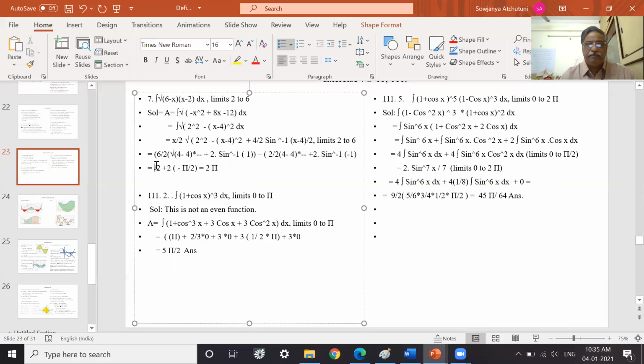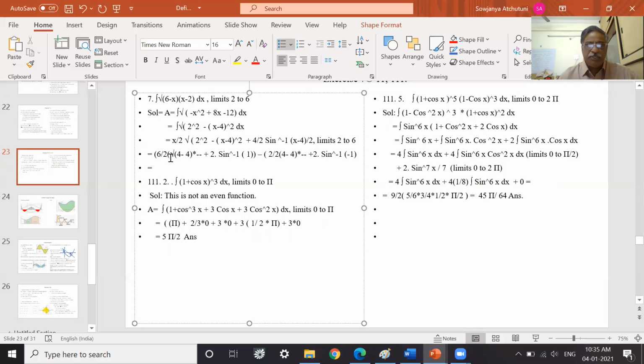This is wrong. What is this becoming? Where is my pi? Take it from here. Two into pi by 2 plus 2 into pi by 2. So this becomes 2. So this is plus here. So here plus will come. Sine inverse plus 1 is pi by 2. So 2 into pi by 2 is pi. Minus of sine inverse minus 1 is minus pi by 2. So minus into minus is plus. So this is the answer.